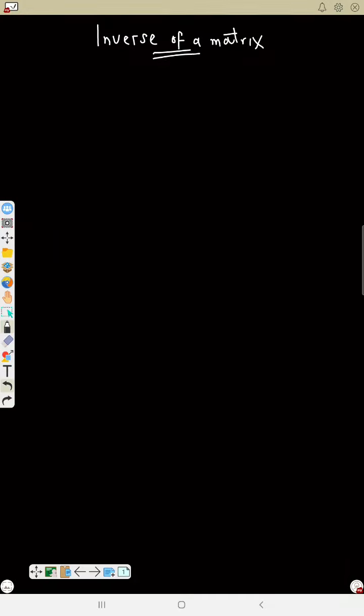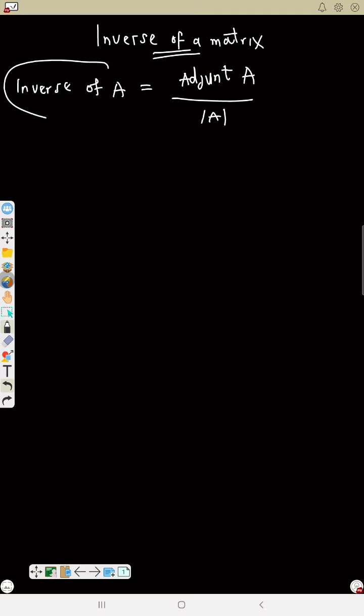So this is the last part of the matrix, so we'll just be solving general now. So this is inverse of a matrix. So if I say inverse of A, inverse of A is adjoint of A divided by determinants of A. So anytime a question asks us to find inverse, it is adjoint over determinants. So that is inverse. Inverse is adjoint over determinant.